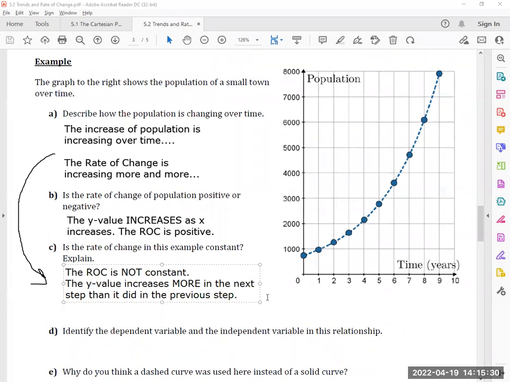Identify the dependent variable and the independent variable in this relationship. I hope you can do that. So I hope you understand what I mean by x and y. And then lastly, why do you think a dashed curve was used here instead of a solid curve? Good question. That's not really math, it's just sort of a convention. Think about it while I fill this in.